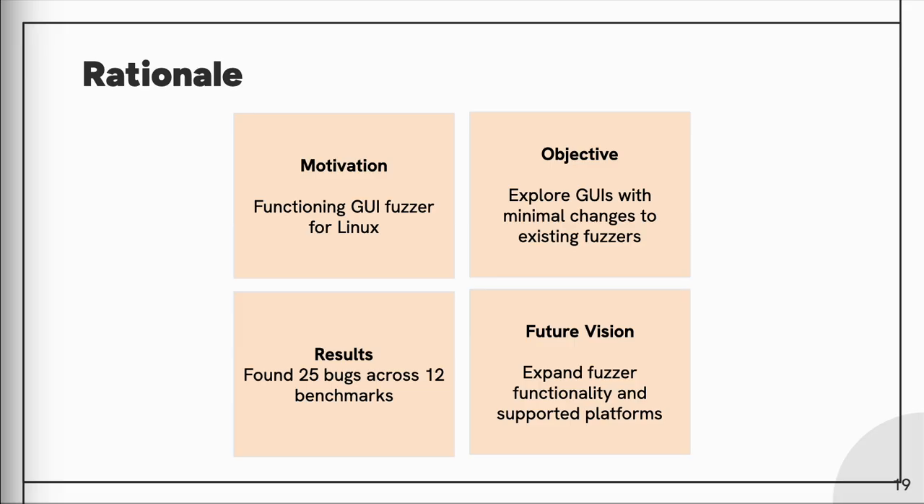Future work plans to extend the clicking functionality to both left and right clicks instead of just left clicks, and they intend to generalize this approach to other platforms, and they believe that this approach could be applied to other fuzzers outside of just AFL++ where this was implemented.